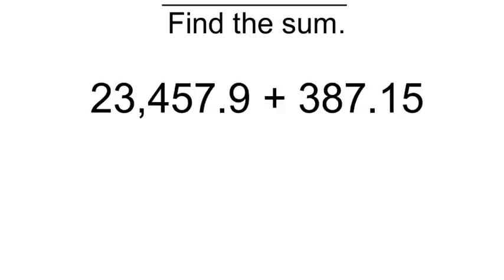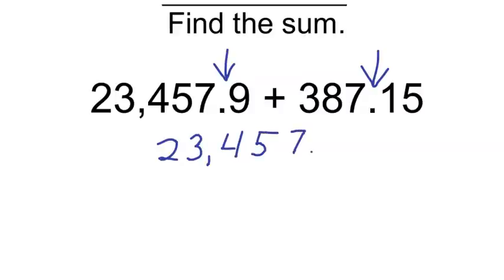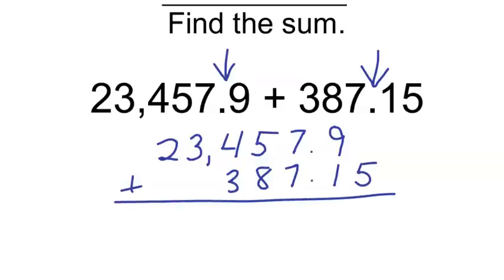All right, so now we're going to find the sum, and we have numbers with decimals. Every single time I say that, we have to do a certain thing with those. We have to line them up. So we have 23,457.9, and then we're going to add 387.15. You notice when we line up the decimals, we have some place where there's no number one above another one. So we can add the 0 in there just so that we know it's a placeholder. So let's go ahead and add these up.